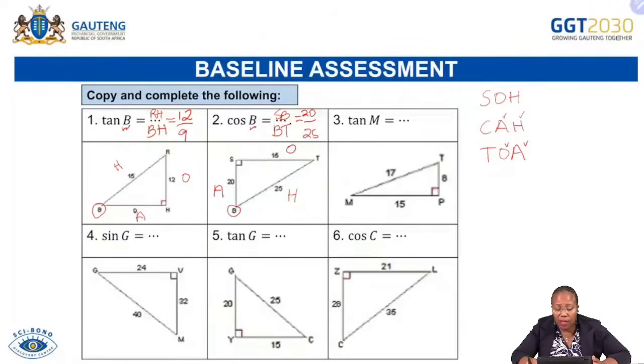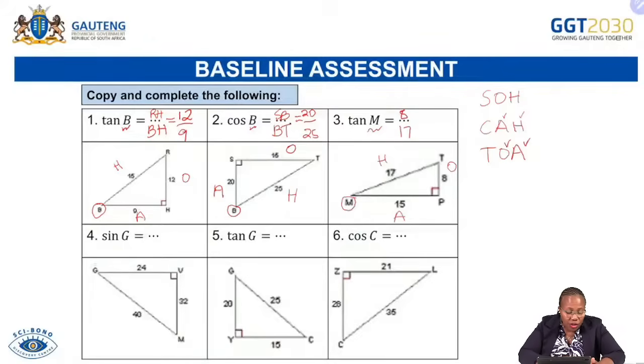Now with number 3, the tan of M, you look at reference, you must stand at M there. This is our hypotenuse side. Opposite to M is this side, adjacent to M is that side. And then we are looking at the tangent. Tangent is opposite over adjacent. Opposite is 8 over hypotenuse 17.